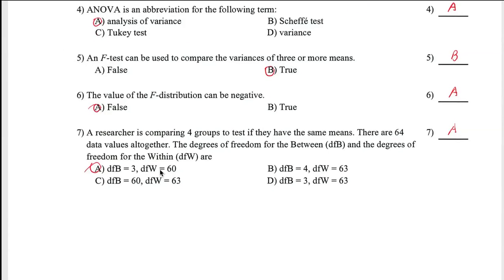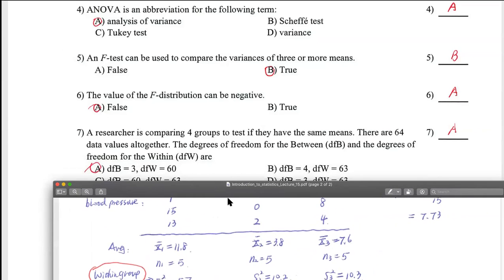Number 7, everybody, that's a very important question. A researcher is comparing 4 groups of tests to see if they have the same average. Altogether, there are 64 data values. The degree of freedom for between, and the degree of freedom for within group, everybody, what's the formula we are using, right? Let me share with you the one that we just mentioned here, right?